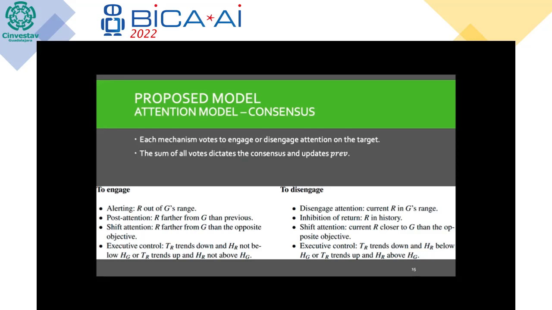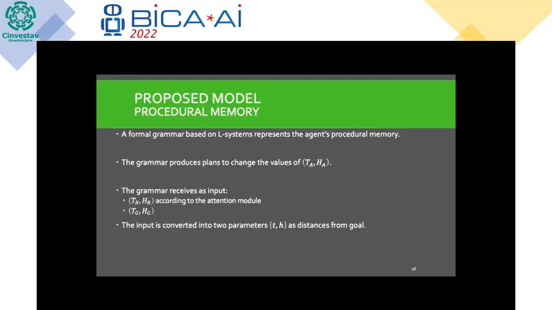With this consensus, we then feed the procedural memory module, which we modeled based on a grammar based on L systems, which represents the agent's procedural memory. This grammar produces plans to change the actions of the agent on the room and receives the input, which is the hydrothermal state of the room and the agent's goals, as two parameters, which are the distances between our current temperature and the agent's goal temperature, and likewise for humidity.